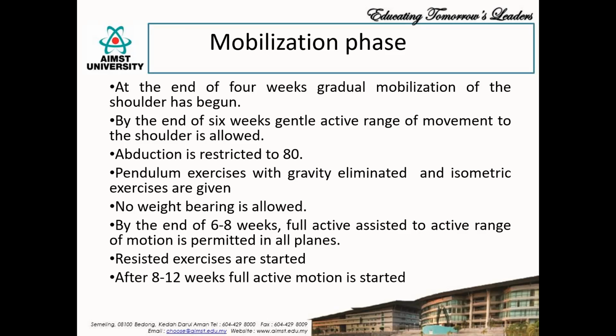And then by the end of the 6th week, all the active range of movement to the shoulder is started without any hesitation. So you can achieve it. All the ranges should be like the normal. And one more thing: the only restriction is abduction should be within 80 degrees. Don't go for more than 90. This is the only rule that we have for 4 to 6 weeks. In the 4 to 6 weeks, you cannot go for abduction more than 80 degrees.